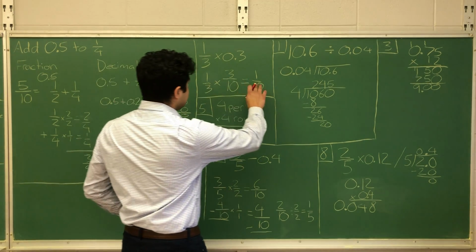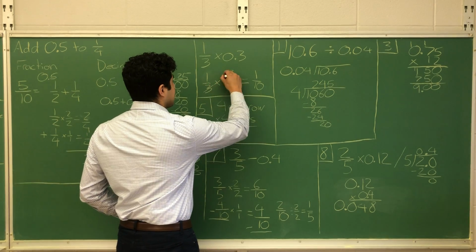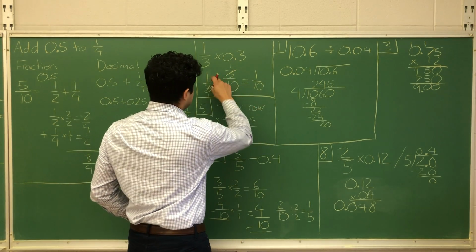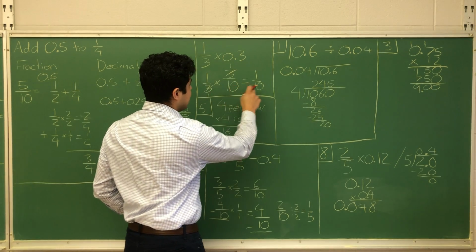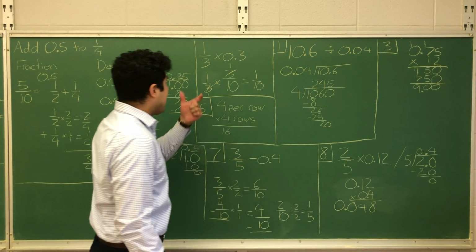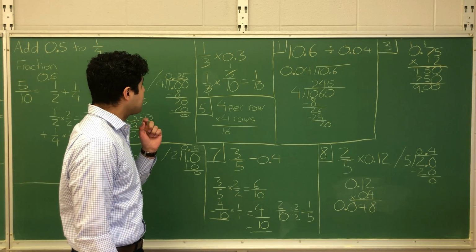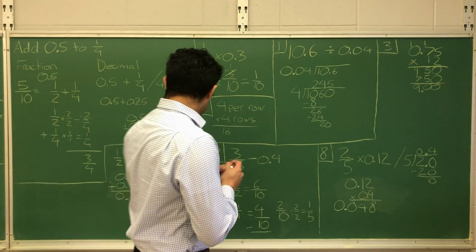I could just multiply these like this, but I am going to cancel these out because 3 goes into 3 one time evenly. So now I've got my answer. 1 times 1 is 1, and 1 times 10 is 10. Okay, and I've answered the final question with a fraction.